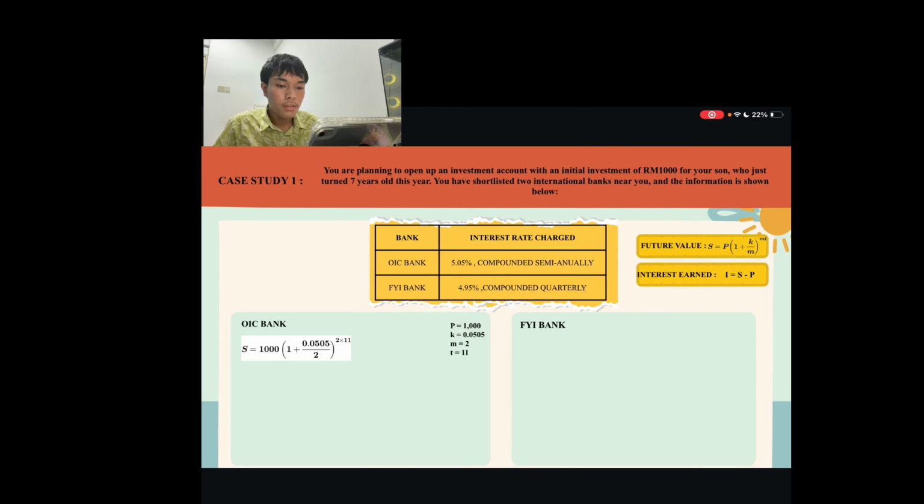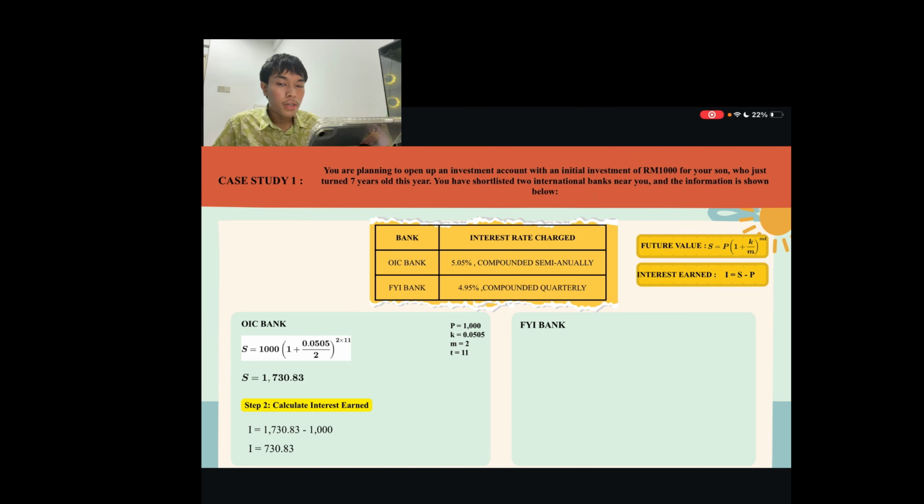We just plug in all the values in the formula, and we will get the accumulated value of 1,730 ringgit and 83 cents. Now to calculate the total interest earned, we will use the formula I equals S minus P, and we will get 730 ringgit and 83 cents.